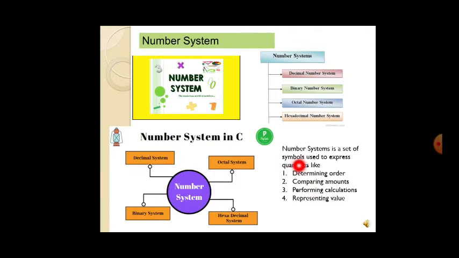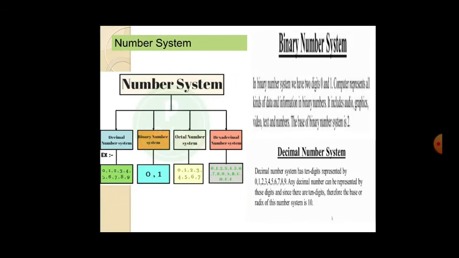So these are the things we are going to do with the help of the number system. Next, number system is classified into decimal, binary, octal and hexadecimal. So the decimal contains 0 to 9. Then binary number system contains 0 and 1. Octal will contain 0, 1, 2 till 7. Then hexadecimal will contain 0, 1, 2, 3, 4 till 9, and 10 is written as A, 11 B, C is 12, D is 13, E is 14 and F is 15.